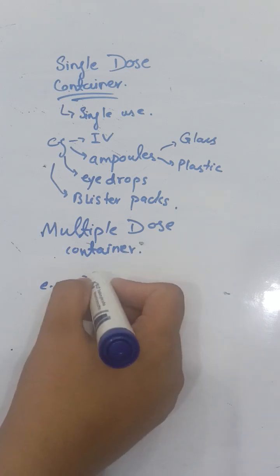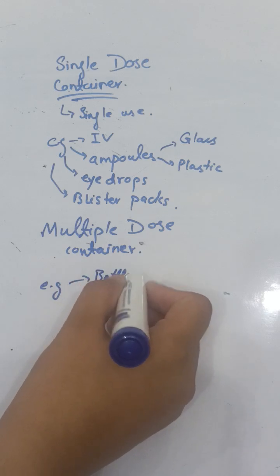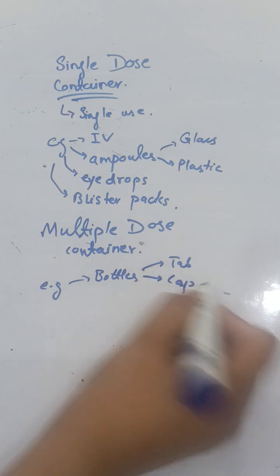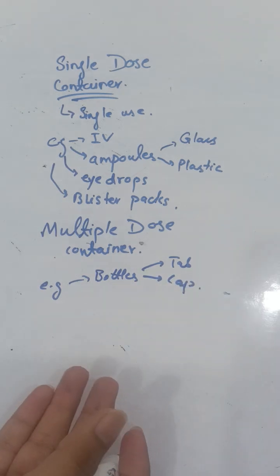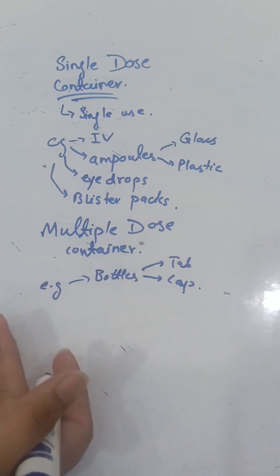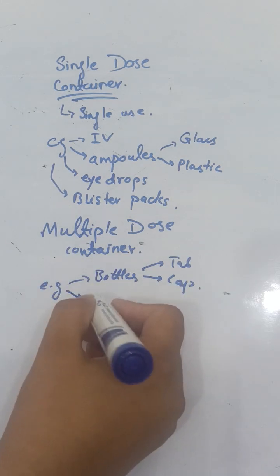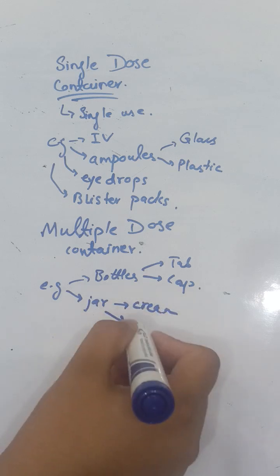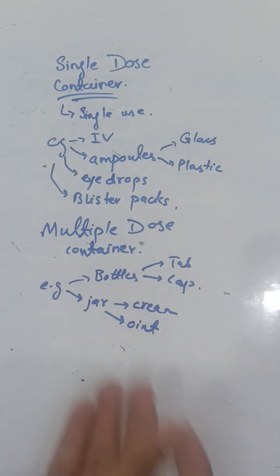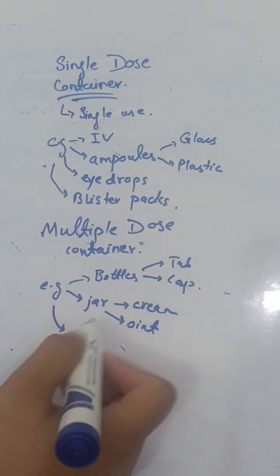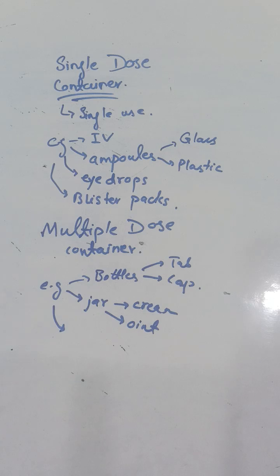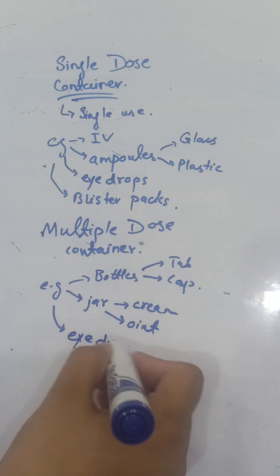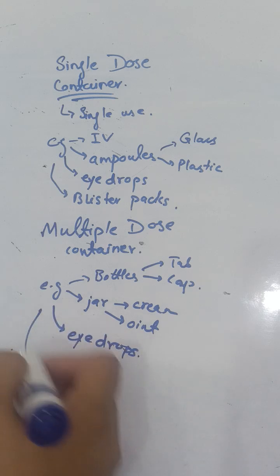Yes, some jar or some bottle containing a lot of tablets in it, or a lot of capsules, like the bottle of vitamins. So it is for multiple use. Like the jar of any cream, or any ointment. It can be used multiple times, and any ear or eye drops. There are some jars that contain the eye drops for multiple uses, and some vials.